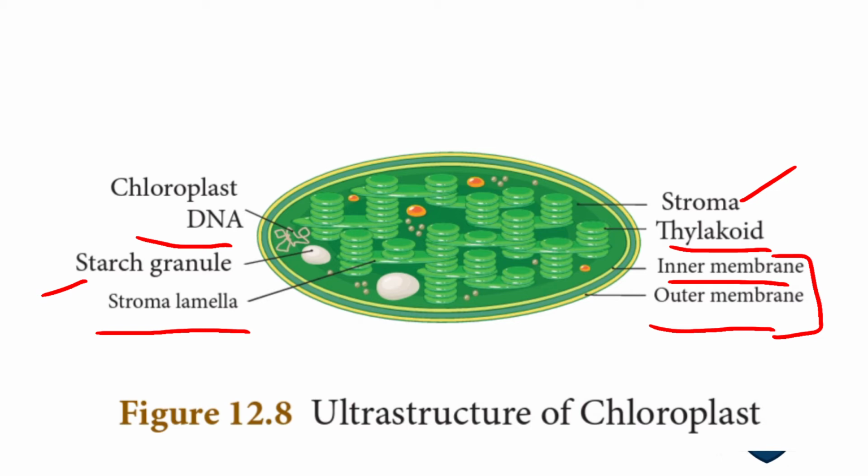Only in the thylakoids are the chlorophyll pigments present. There the photosystems, that is the light reaction, take place, photosystem 1 and 2. In the stroma, the enzymes are present, so the dark reaction takes place.